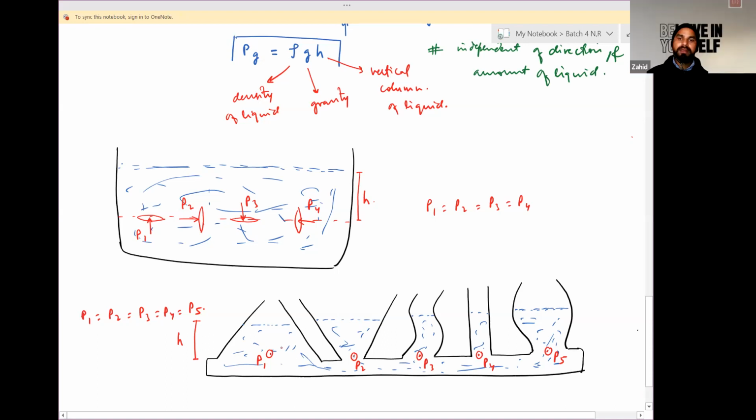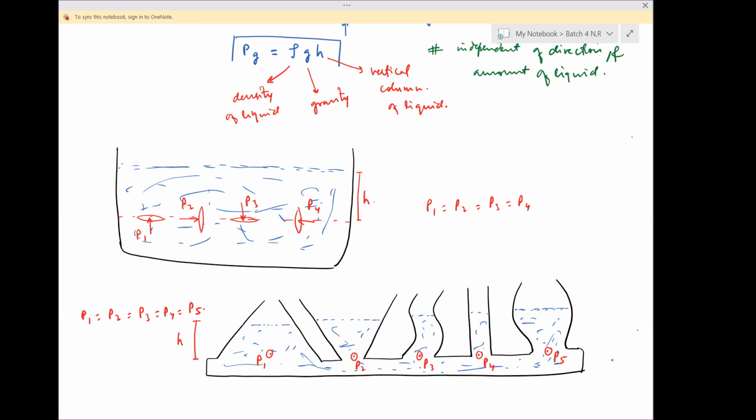If you compare the amount of liquid in these different connecting tubes, you'll see in the first column there is maximum amount of liquid present. And in this fourth column, that is the vertical column, the least amount of liquid is present. But since the vertical column for each segment is the same, pressure at the same horizontal level will be equal in all cases. So it will be independent of amount of liquid. Pressure only depends upon the vertical column placed over that particular point.